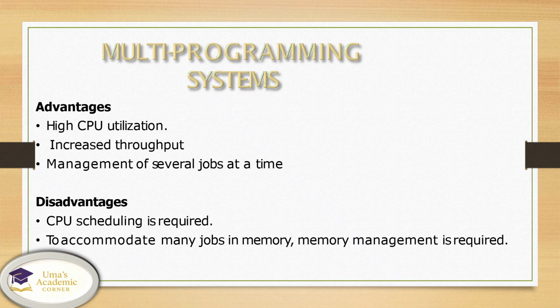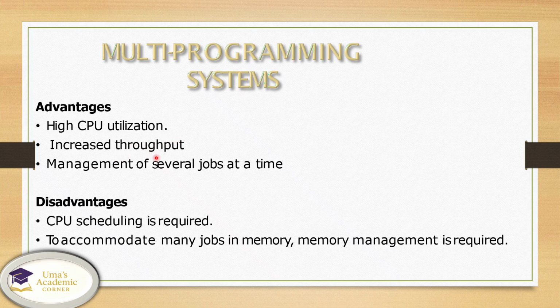So what are the advantages and disadvantages of a multiprogramming operating system? One is high CPU utilization. For example, in the previous example, we have seen that if program 1 goes into an IO operation, in the meantime program 2 will be utilizing the processor. So proper utilization of the processor is done, so it is high CPU utilization. That is one advantage.